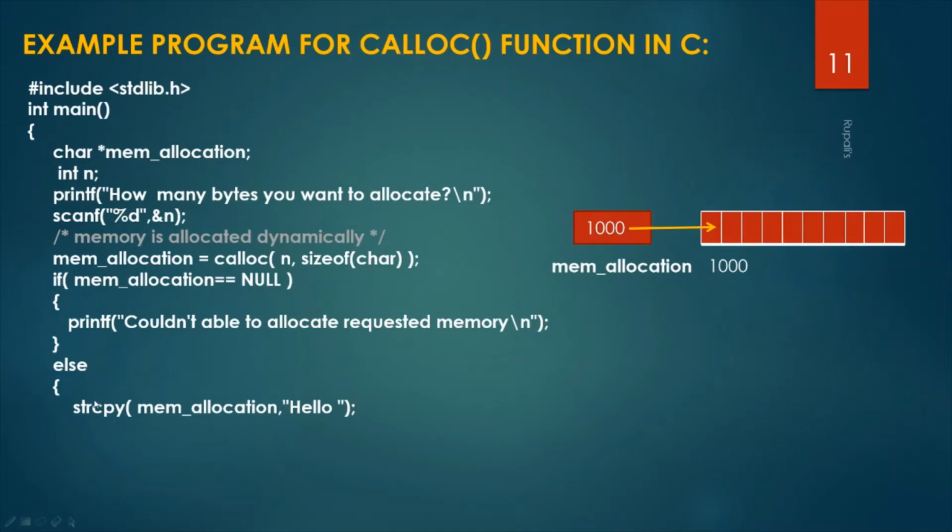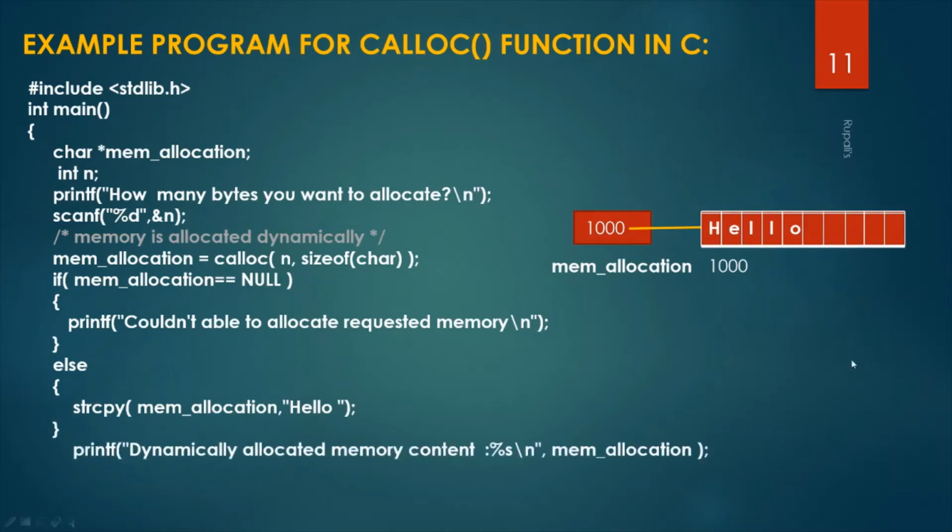So I write strcpy mem allocation hello. So hello is written here. Now after that I want to print. When I want to print, just give percent s, then mem allocation. So mem allocation is the address of the string, the base address. It is 1000, so it prints hello.